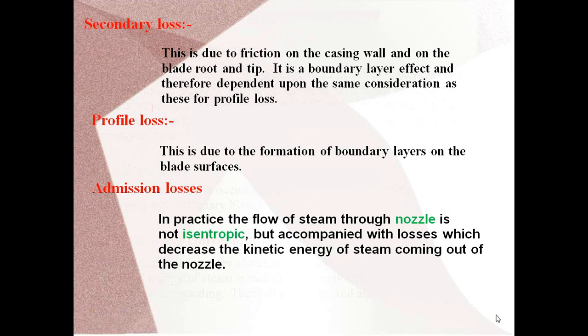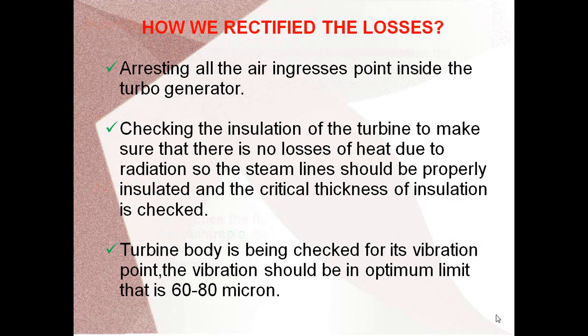Then what is the secondary loss? This is due to friction on the casing wall and on the blade root and tip. It is a boundary layer effect and therefore dependent upon the same considerations as those for profile loss. Now, what is profile loss? This is due to the formation of boundary layer on the blade surface. Admission loss. In practice, the flow of steam through the nozzle is not isentropic but accompanied with losses which decrease the kinetic energy of the steam coming out of the nozzle.